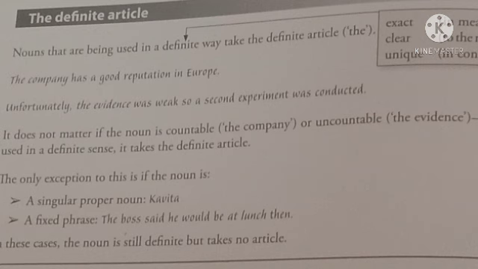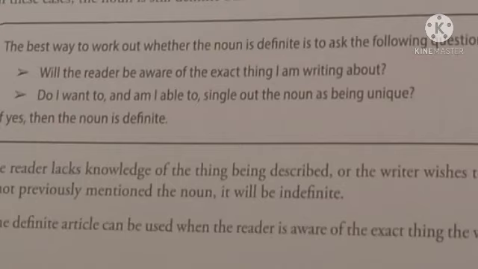The best way to work out whether the noun is definite is to ask the following questions. That is, will the reader be aware of the exact thing I am writing about? How can we use a definite article before a noun? You should ask this question to yourself. If you are talking about a noun that the writer knows, that is unique or exact, then you should use a definite article.